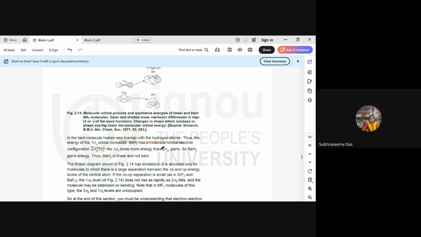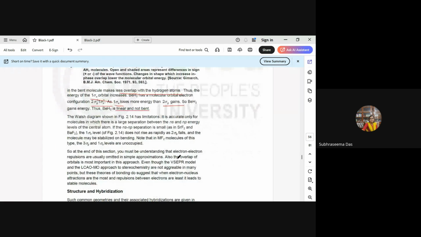Now the BeH2 molecule has this electronic configuration. Because the sigma ungerade orbital loses more energy than the sigma gerade orbital gains, the BeH2 molecule is linear and it is not bent.